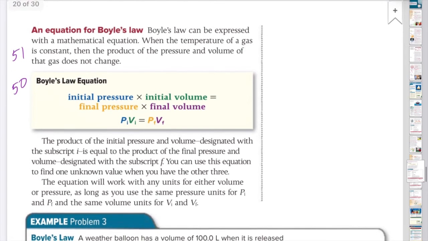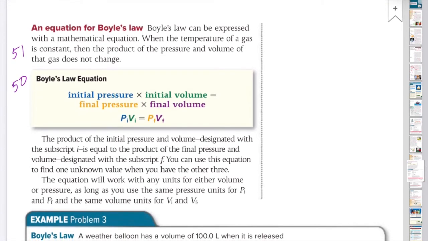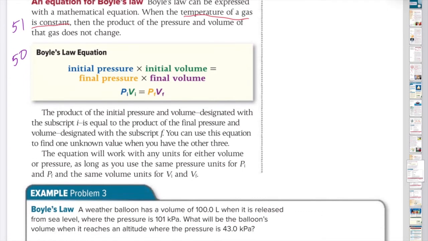So an equation for Boyle's law. Boyle's law can be expressed with a mathematical equation. When the temperature of a gas is constant, then the product of the pressure and the volume of the gas does not change. So Boyle's law equation: the initial pressure times the initial volume equals the final pressure and the final volume, or PI VI equals PF VF.